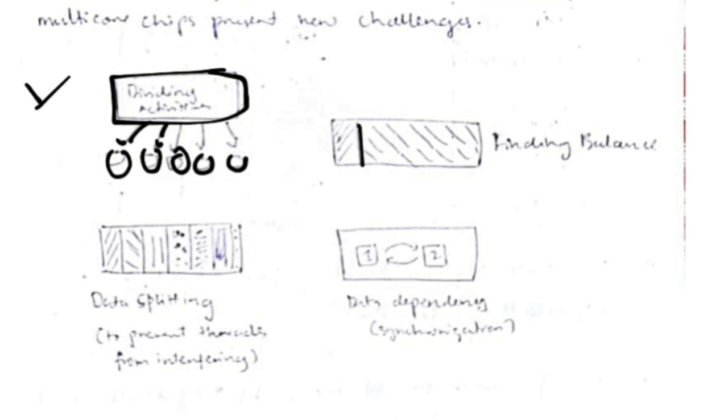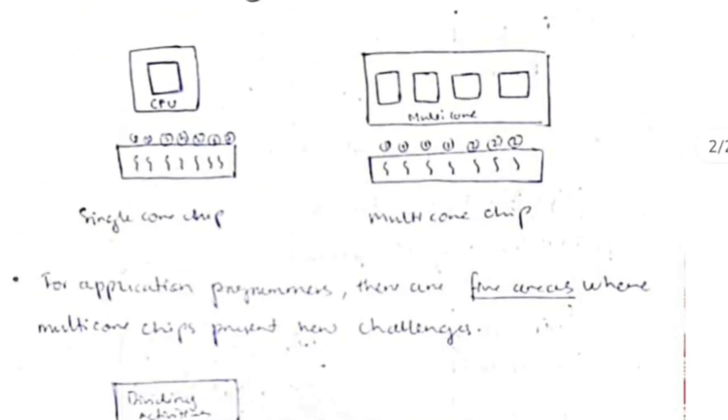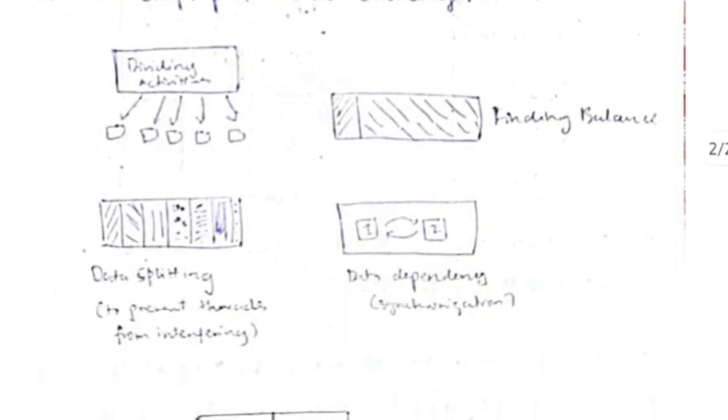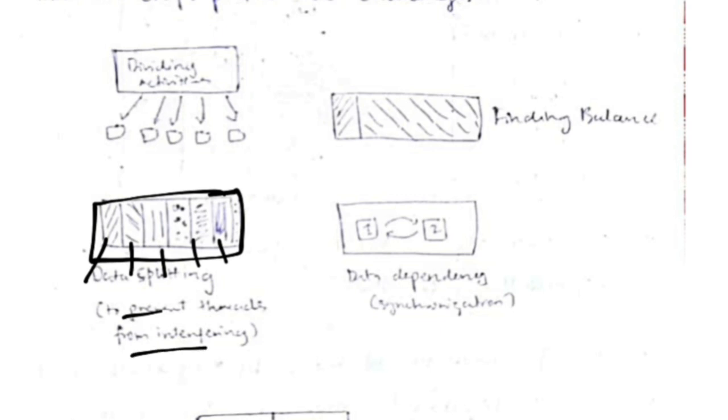Second is finding the balance. Suppose one of the CPUs has very little work. At that time, part of the task of the other CPUs must be assigned to this CPU so that there will be a balance. To make the balance, CPU cycles and other resources are required. The third one is data splitting. Data should be shared equally among all the processes, and they should be able to perform independently without interfering with each other. So that control should also be managed.